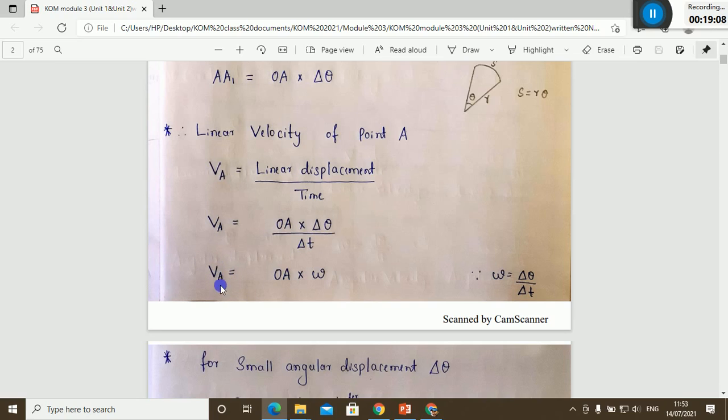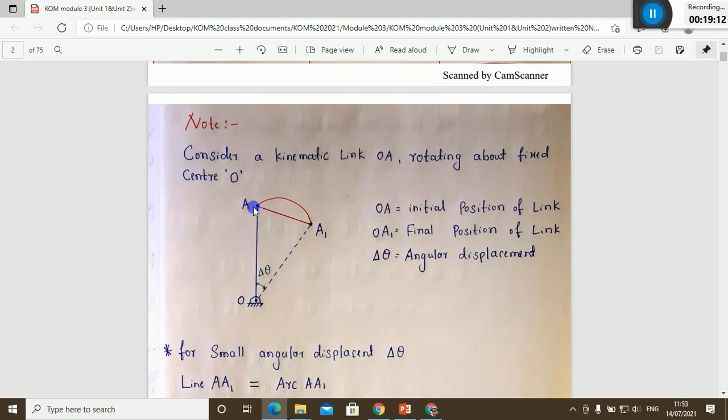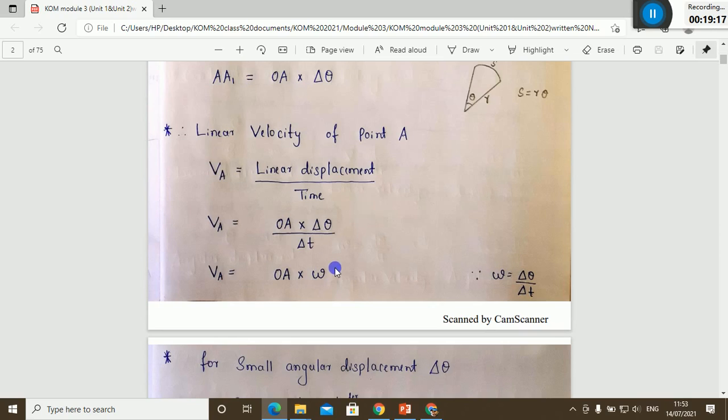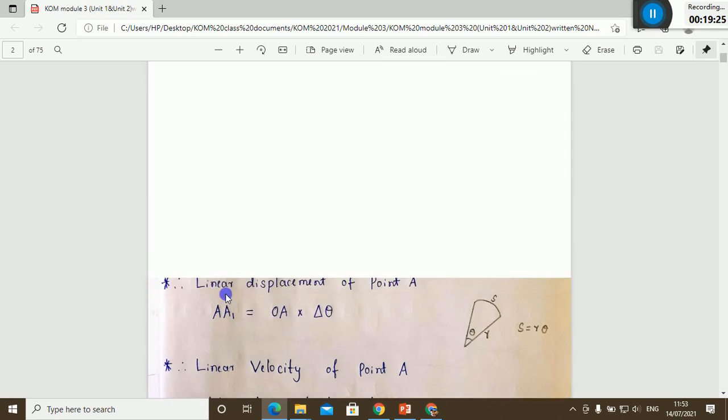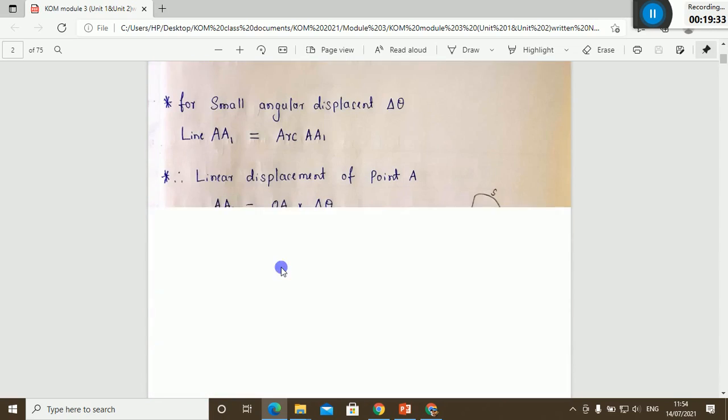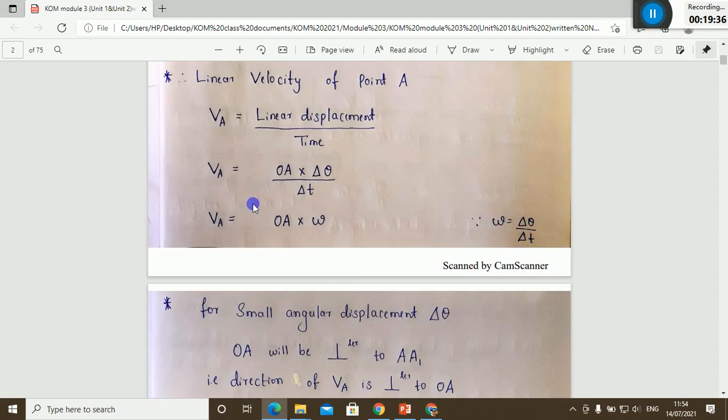VA is the velocity of point A, OA is the length of the kinematic link, and omega is the angular velocity, the rate of change of angular displacement with respect to time. Whenever you want to find the velocity of any point on this kinematic link, you need to multiply the distance, that is OA, by omega, the angular velocity. Don't worry about the derivation, only note this.